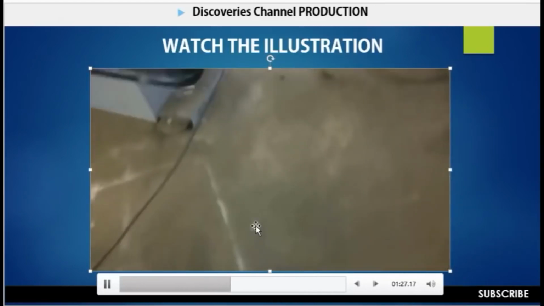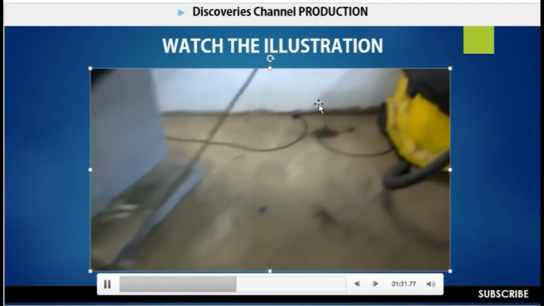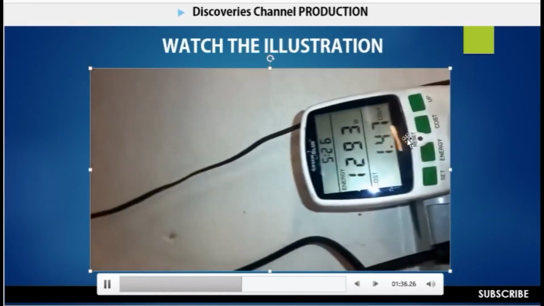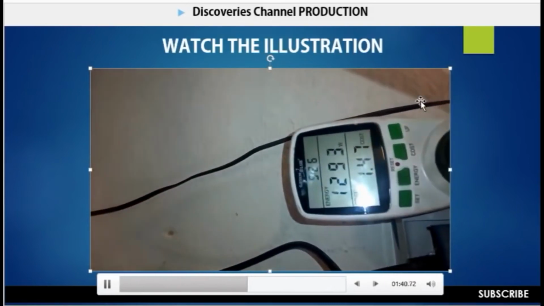This electric motor is connected to the wall, to this power board. This is the power board here, as you can see. This is the power board, and this is the power board here. This is a meter gauge. I want to tell you the electric motor cable now is connected to the wall.